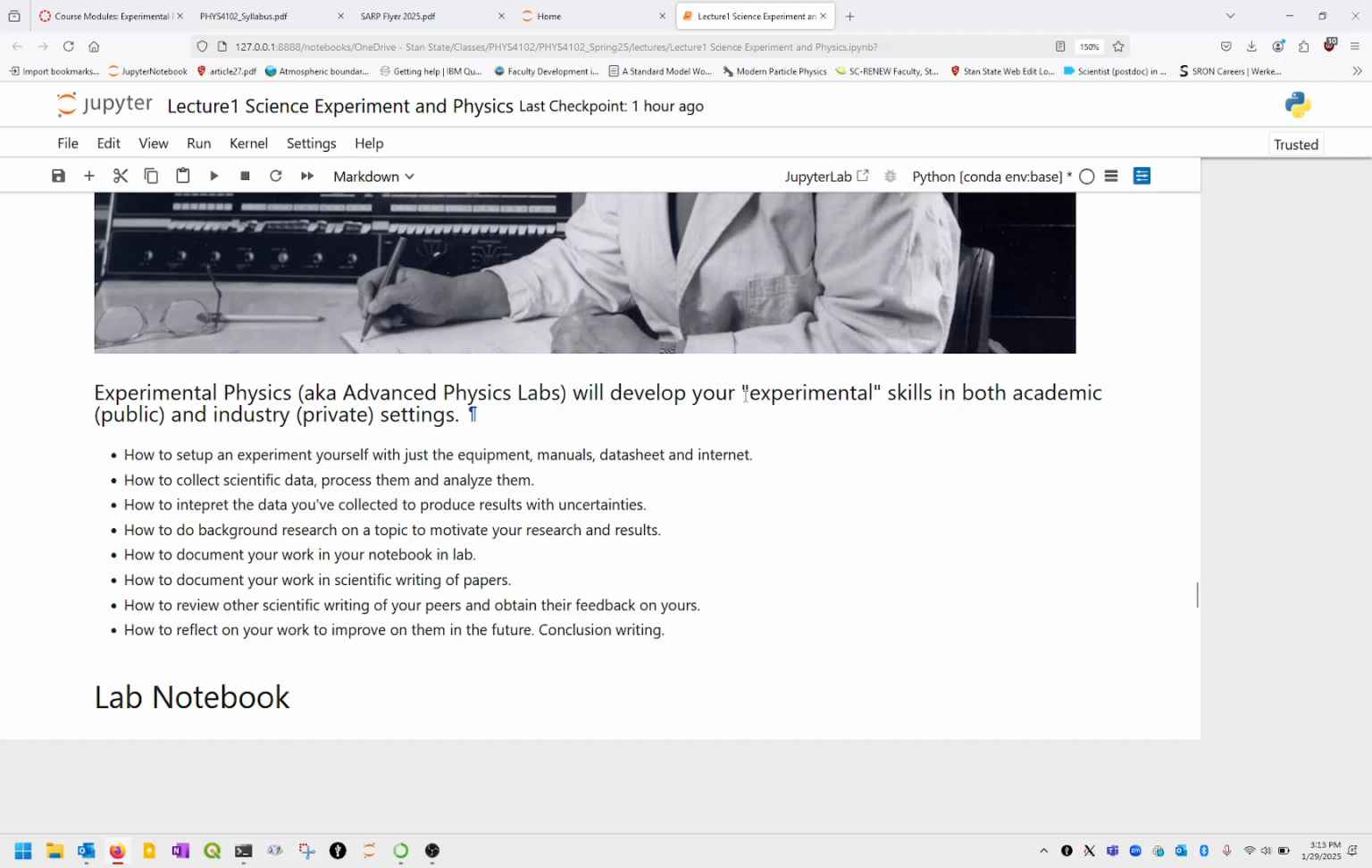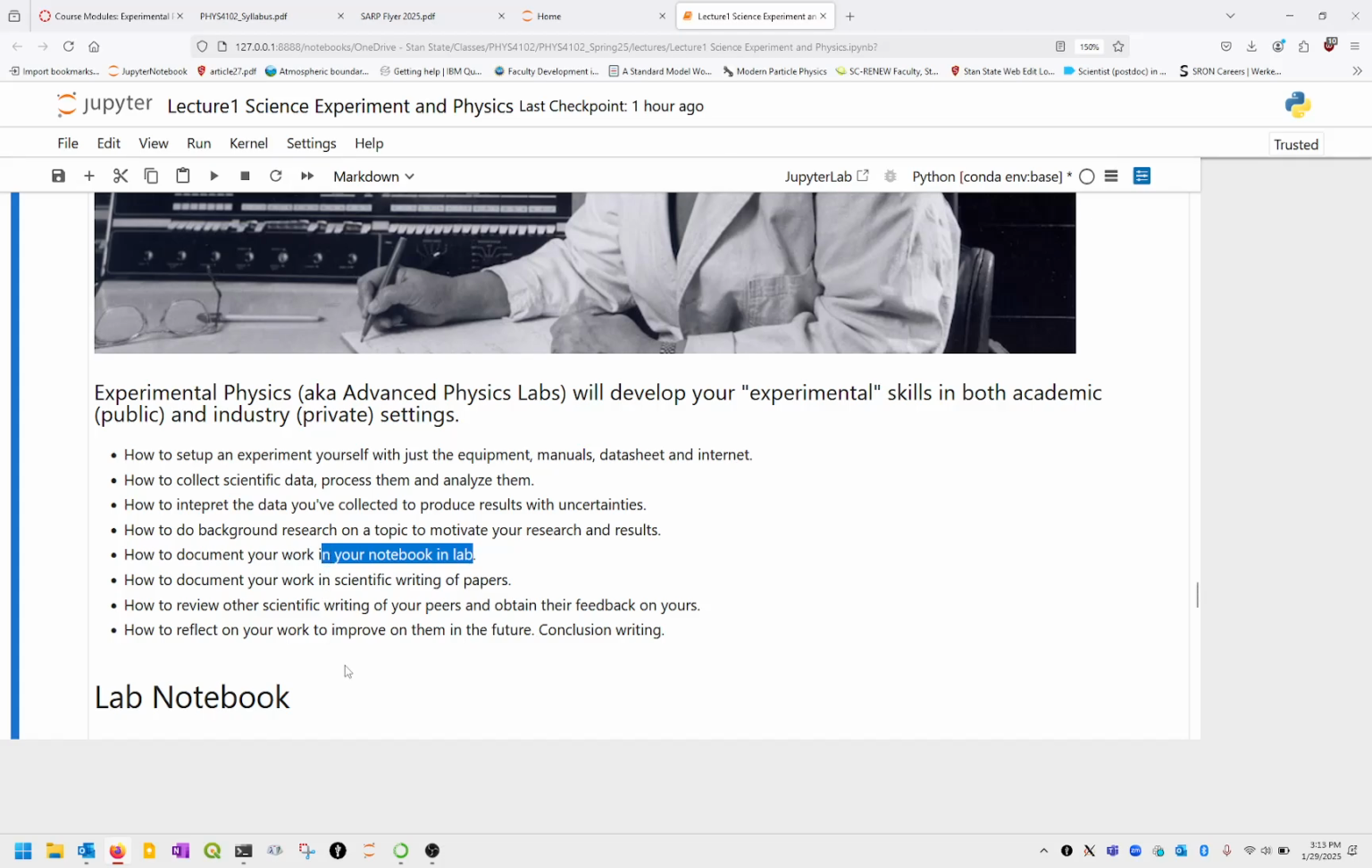We are trying to build up your experimental skills. So we're not going to start with the hypothesis stuff and then try to conduct the experiment, analyze data, and write the conclusion. Okay, it's the latter half of that cycle, right? So we're going to show you how to set up an experiment yourself, just using equipment and manuals and data sheets and the internet, right? And how to collect data and how to interpret the data itself, okay? And how to do background research on your results and document them in a notebook in a lab.